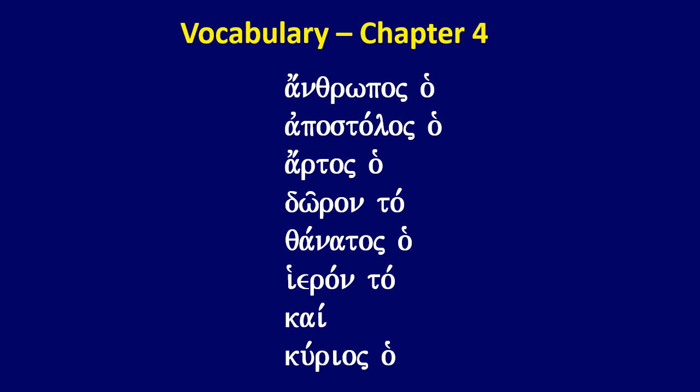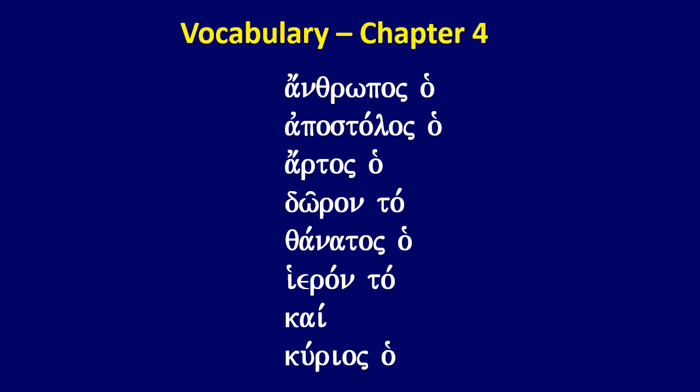So apostolos means apostle. Artos, or ha artos, is bread or the bread. This is the term that is used in John chapter 6, where Jesus Christ is spoken of as the bread of life, a very common term in the New Testament.